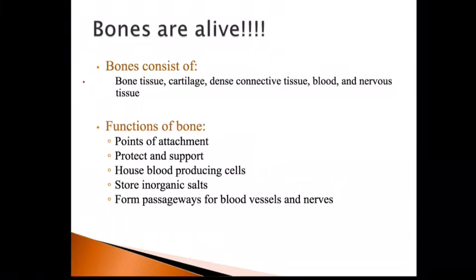So we have the vertebrae that are protecting the spinal cord. They house blood-producing cells. Holy cow, did you know that the bones produce blood? That is where blood comes from. If you ever thought about it, that's where it comes from. They also store some inorganic salts, and they form passageways for blood vessels and nerves. So ways for blood vessels and nerves to get from one point to another.